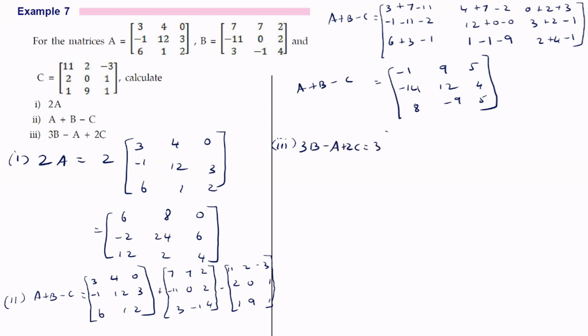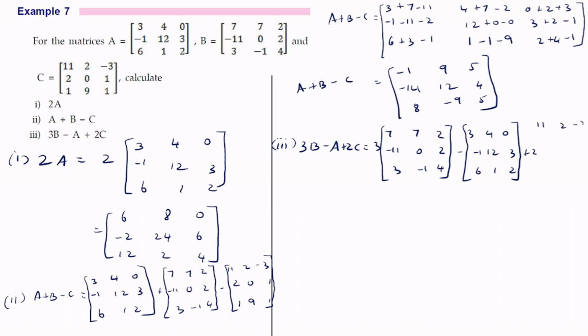So it is 3 into matrix B, 7 7 2 minus 11 0 2, 3 minus 1 4. Minus A is the matrix A itself. Next we have plus 2C. 11 2 minus 3 2 0 1 1 9 1.